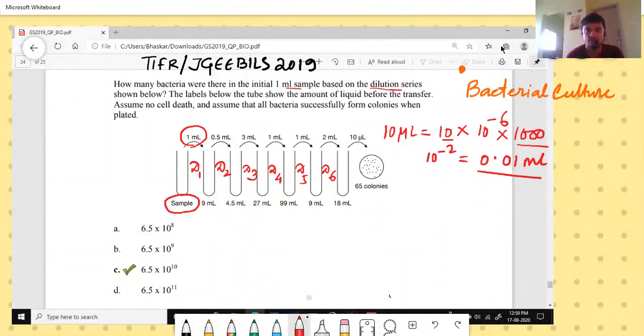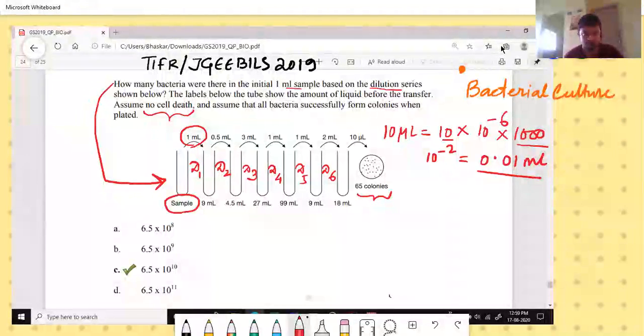So it is equal to 0.01 ml. Now what you are getting is 65 colonies. The levels below the tube show the amount of liquid before the transfer. Assume no cell death during the transfer, and assume that all bacteria successfully form colonies when placed. Then you have to find how many bacteria are present in the initial sample.